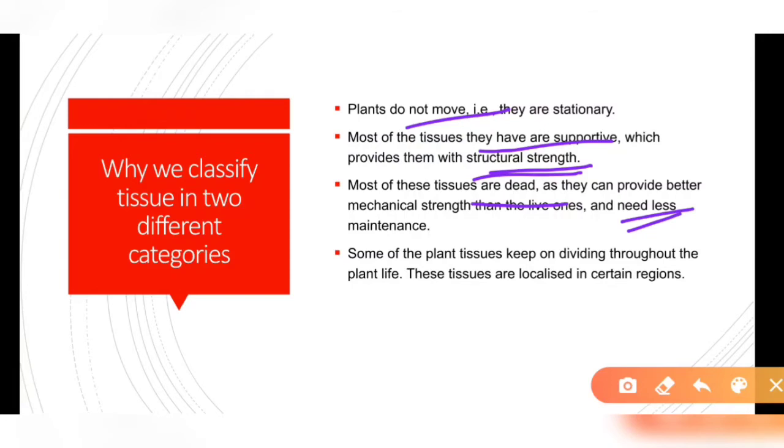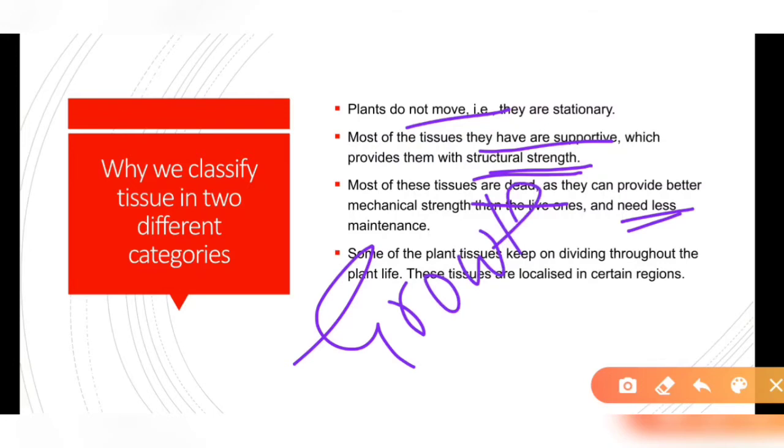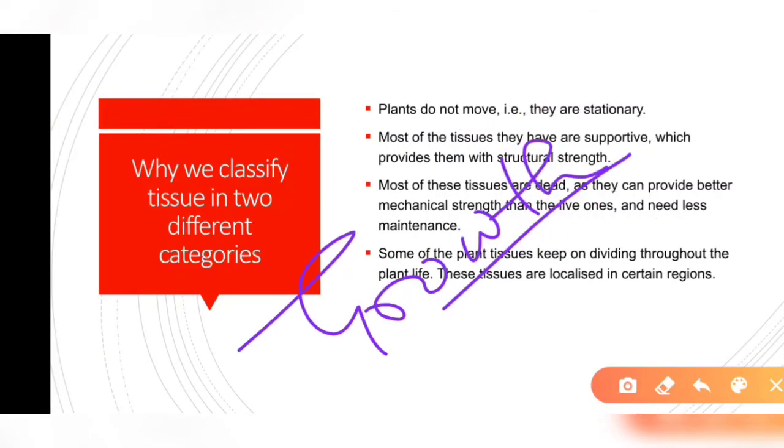Even in some plant tissue, we know that growth is one of the most important factors that helps us distinguish between plants and animals.